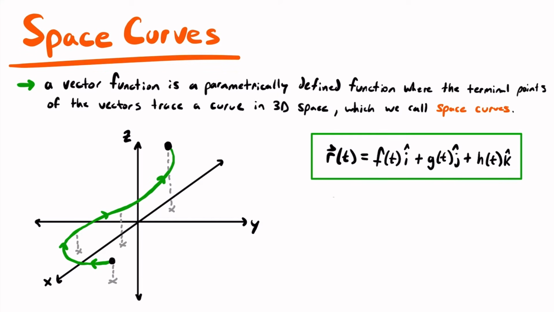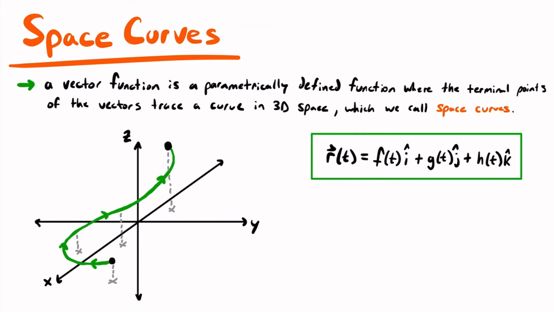It is not contained within a plane like plane curves. It weaves in and out of planes in 3D space and can represent paths of motion that we couldn't represent in 2 dimensions. Okay, and so this space curve would be created by all the terminal points of the vectors that we would get from a vector function.